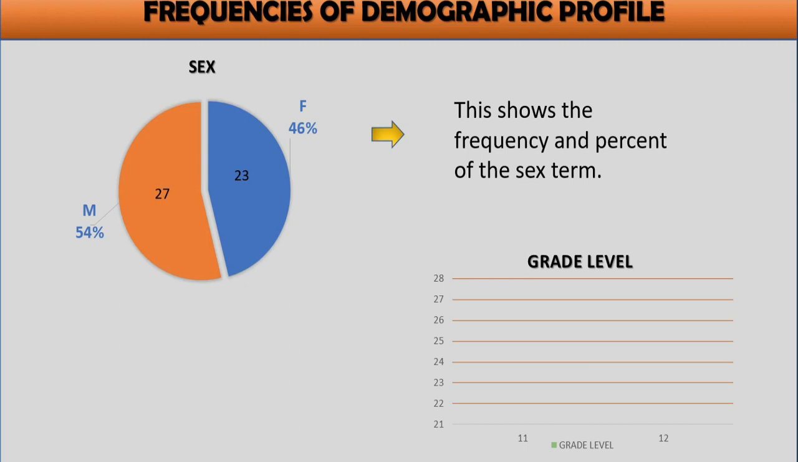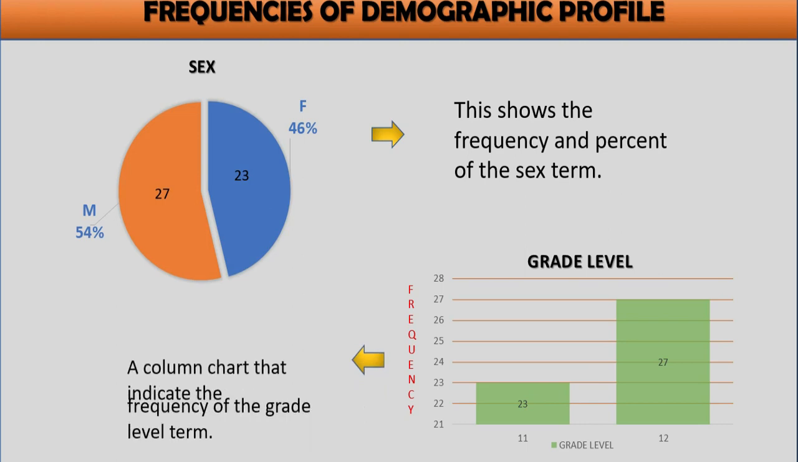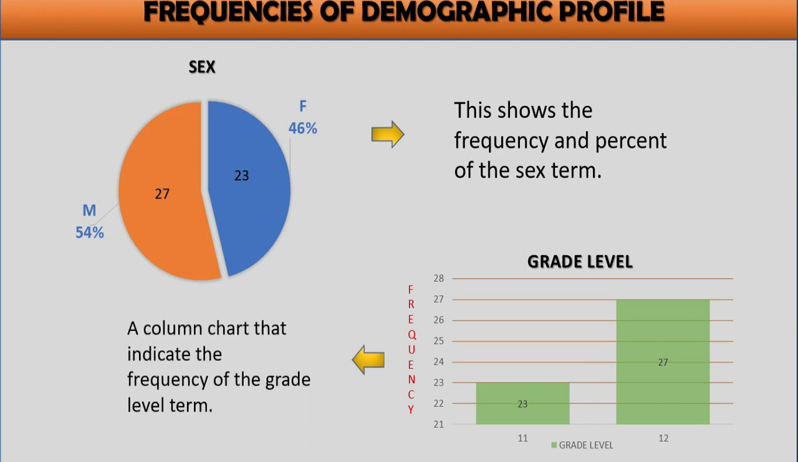Last one for the demographic profile is the grade level. It shows the distribution of respondents by year level. It can be gleaned that most of the respondents are from grade 12, with a total of 27, followed by the grade 11 respondents with a total of 23. And that's all for the frequencies of the demographic profile.